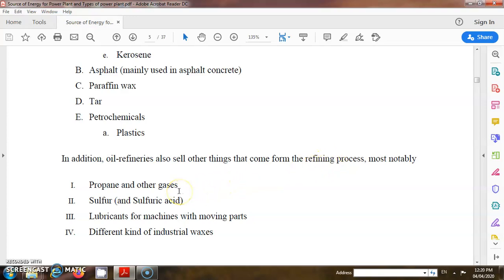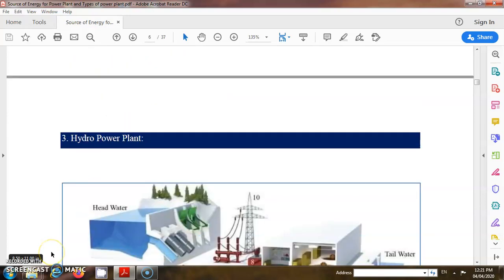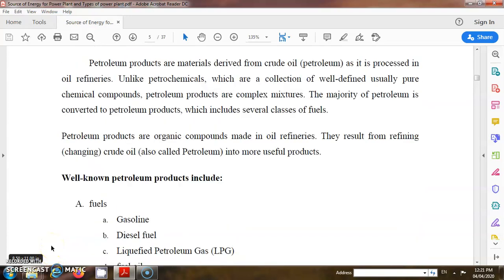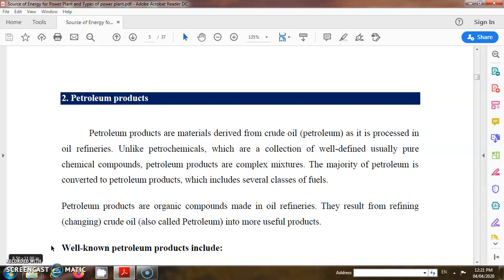Some are in the form of liquids, and some are in the form of gases, like propane, sulfur, lubricants, and different kinds of industrial waxes. So these are some byproducts of petroleum.